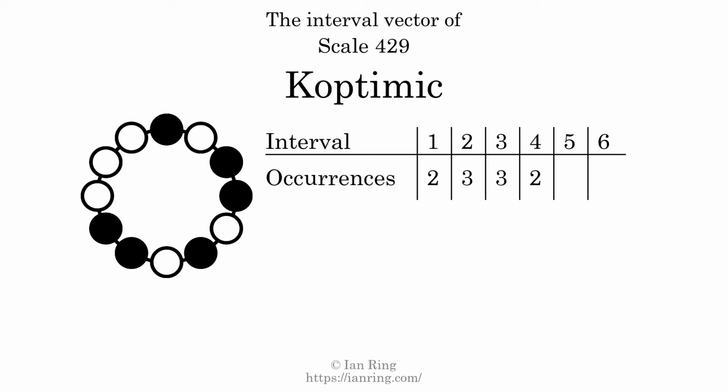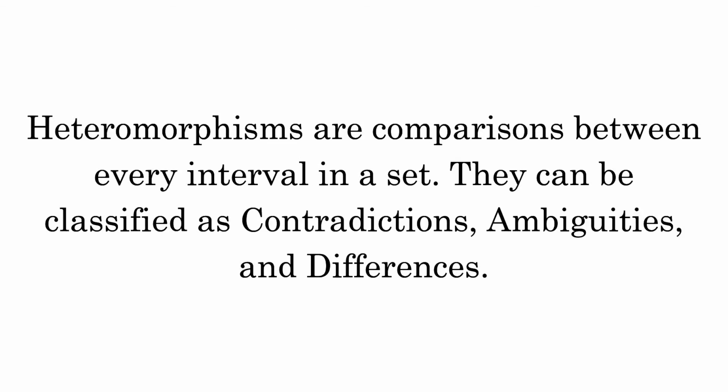There are 2 intervals with a size of 4 semitones. They are here and here. There are 4 intervals with a size of 5 semitones. They are here, here, here, and here. There is 1 interval with a size of 6 semitones. It is here. Each interval does not appear in this scale a unique number of times, so this is not a deep scale. Heteromorphisms are comparisons between every interval in a set.